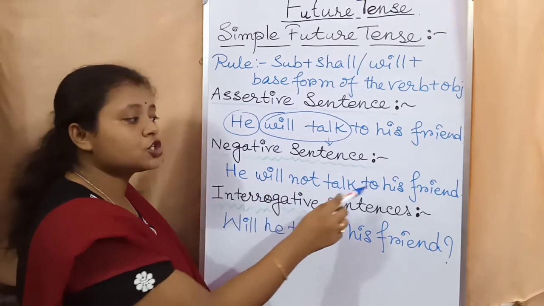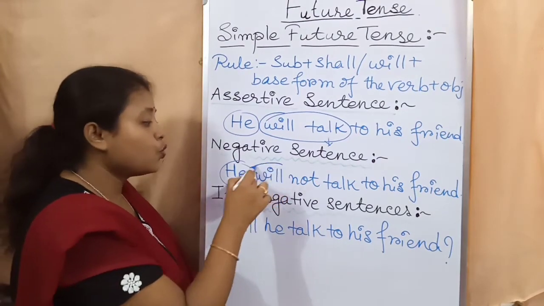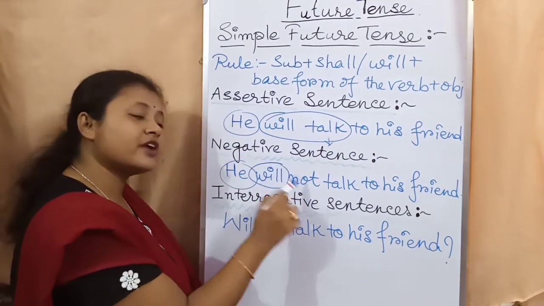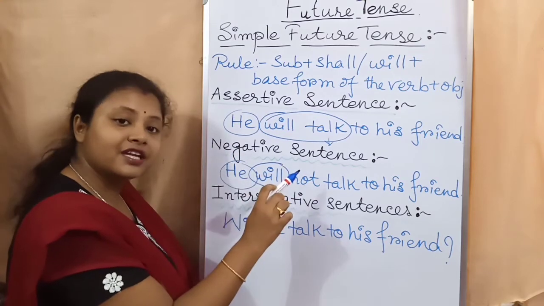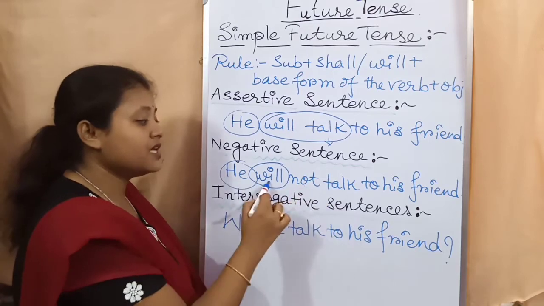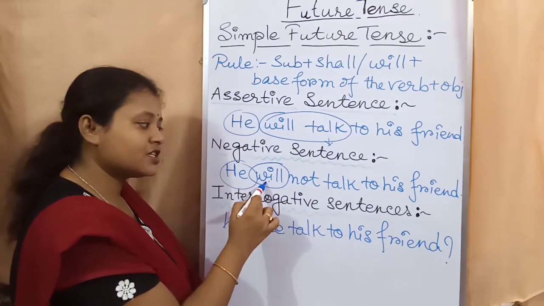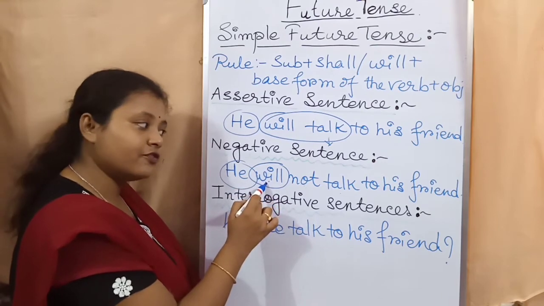He will not talk to his friend. Here, he is the subject. Will. After will, you have to write not because it is a negative sentence. So that is why you have to write not in between these two verbs, the future form of the auxiliary verb will.